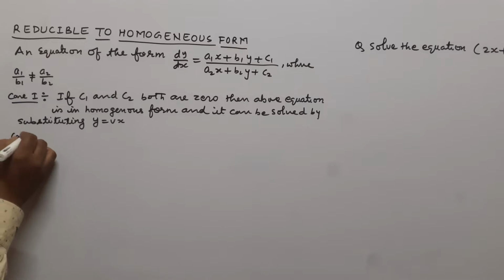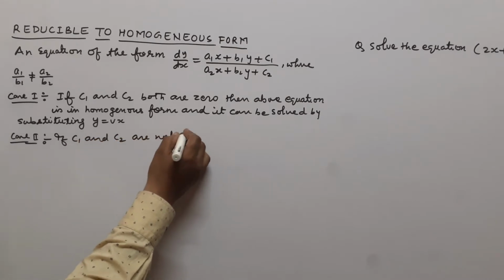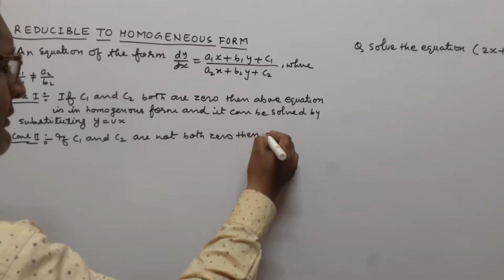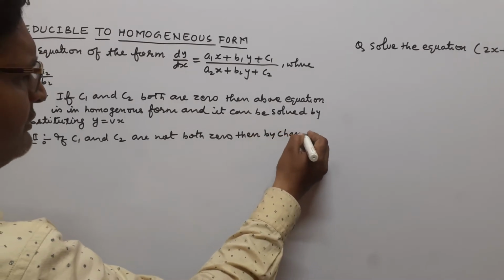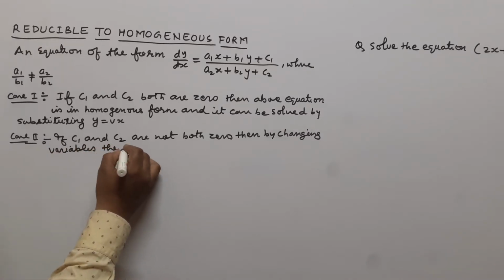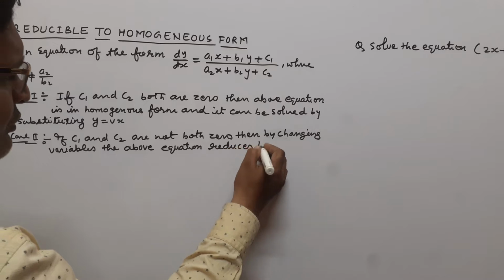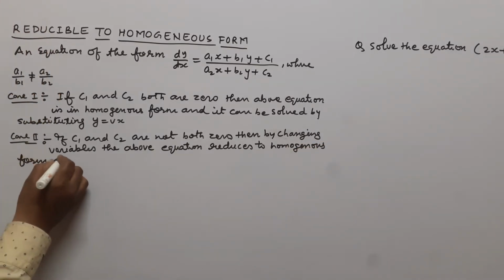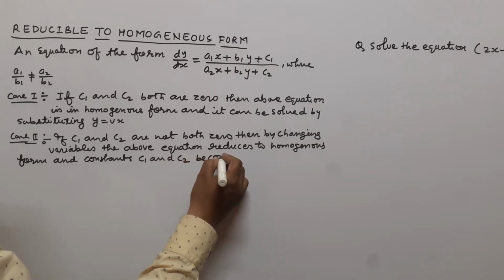Now we take the second case. If c1 and c2 are not both 0, then by changing variables, the above equation reduces to homogeneous form, and the constants c1 and c2 become 0.